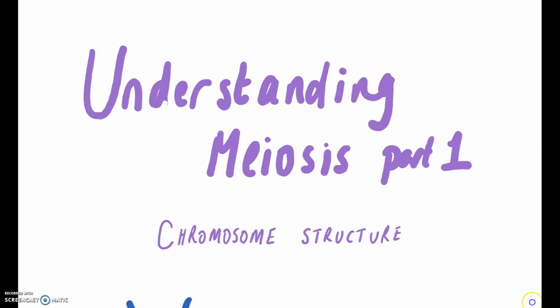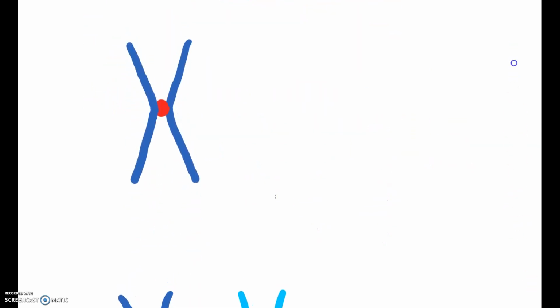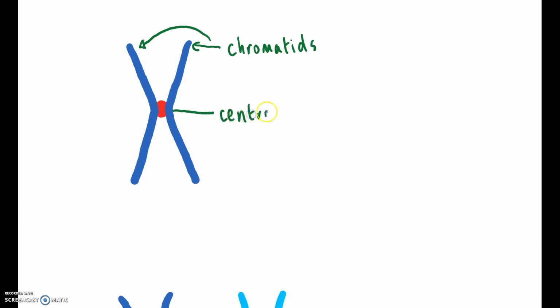So let's start off with the basic structure of a chromosome. Here we have our basic chromosome, and it is made up of chromatids, and it's important to remember that the chromatids are completely identical to each other. They are a copy of each other, and those two chromatids are held together by a centromere. Okay, and that is a single chromosome.